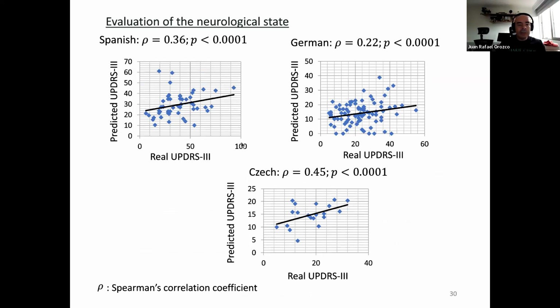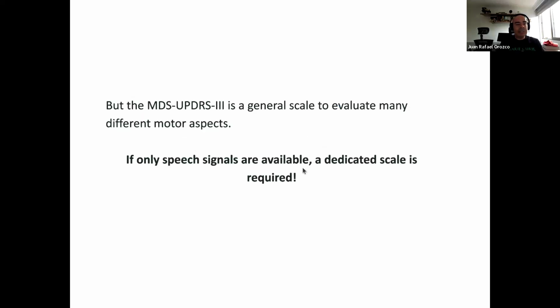Now, since we also had the UPDRS score for the patients in the 3 languages, we did the correlation between our models and the clinical evaluation, and we found, let's say, modest results. The best one was with Czech, followed by the Spanish result. Now, the problem is that the MDS-UPDRS score is a wide examination, as I showed.